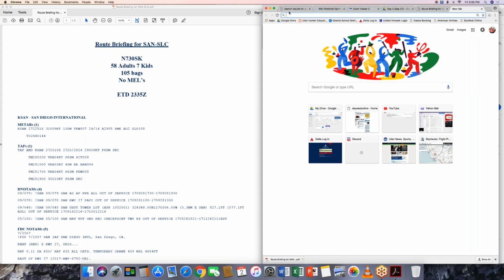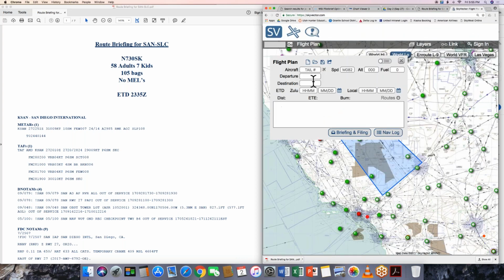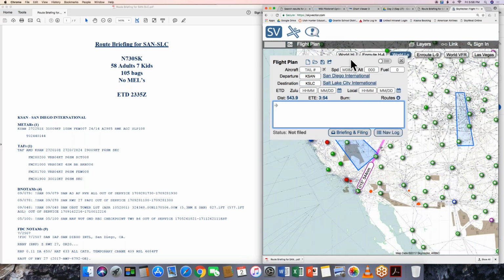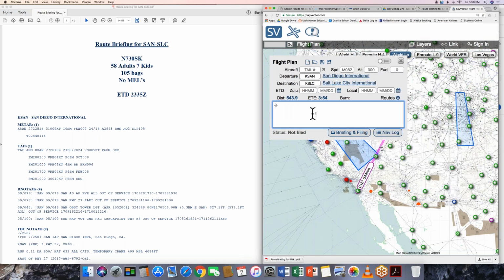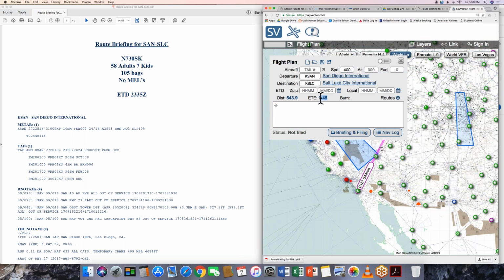So this is where we're going to use SkyVector. And we're going to just put in our departure, like it says here, is San Diego. So we'll type in San Diego. Our destination is Salt Lake City. And once we have that in, that gives us a distance right there, 544 nautical miles. So that'll give us a rough estimated time en route. Put your speed in here and it'll give you an accurate estimated time en route.